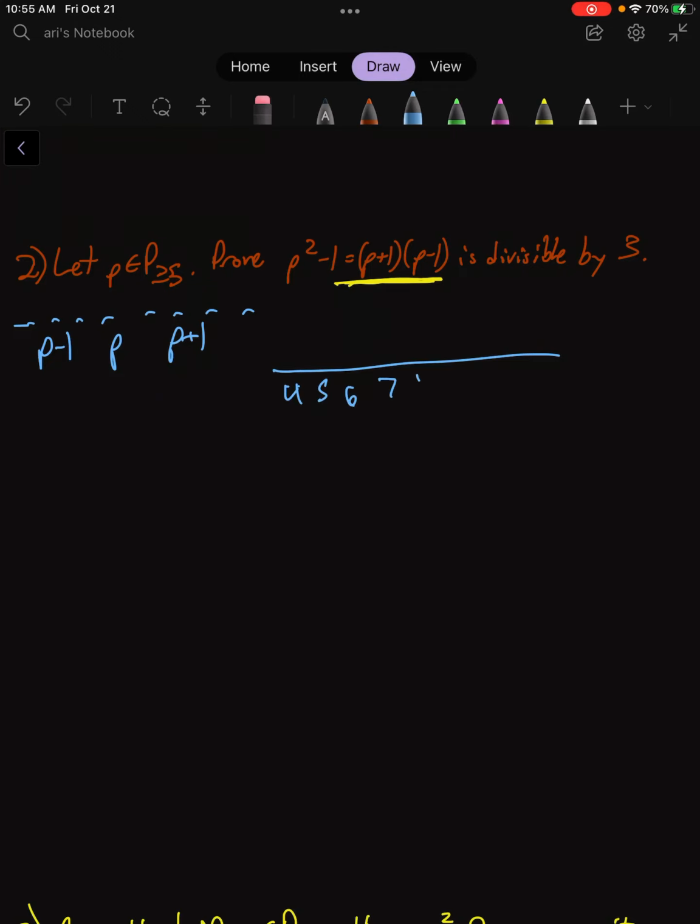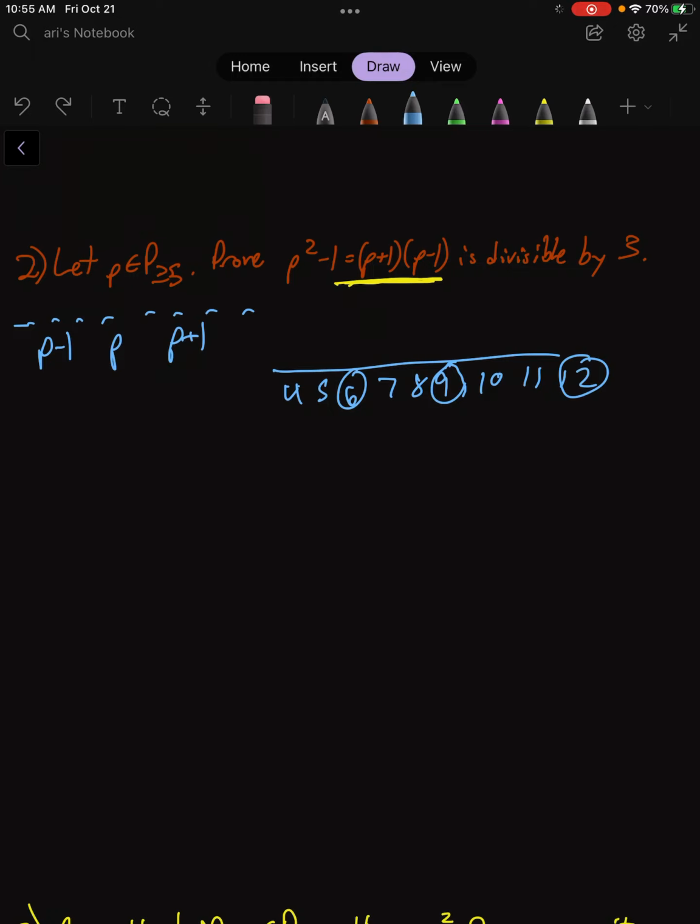4, 5, 6, 7, 8, 9, 10, 11, 12. 12 is divisible by 3, 9, 6. Every 3 numbers is divisible by 3, which means you can never have 3 numbers in a row where none of them are divisible by 3. So all we really have to say here is, and we could do a rigorous proof of this, but we know that p cannot be divisible by 3 because it's a prime greater than or equal to 5.